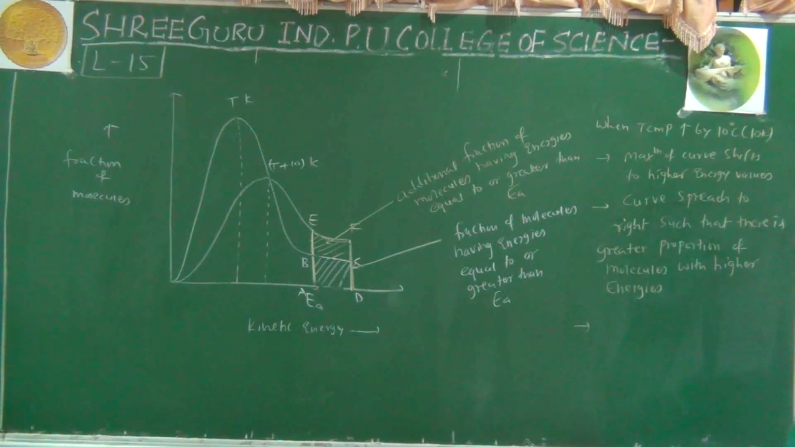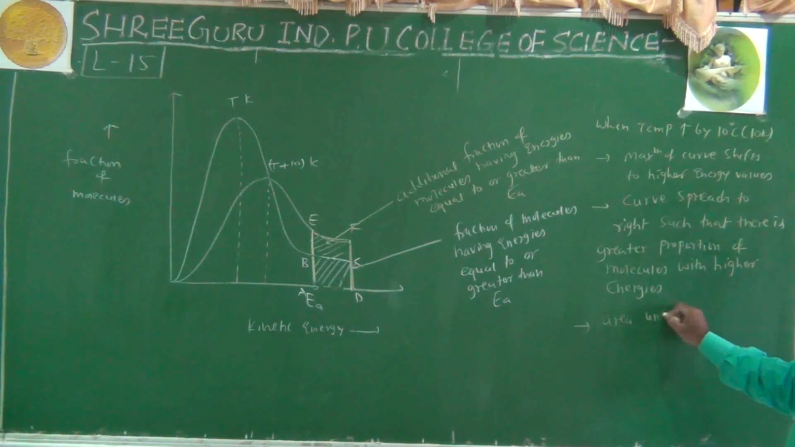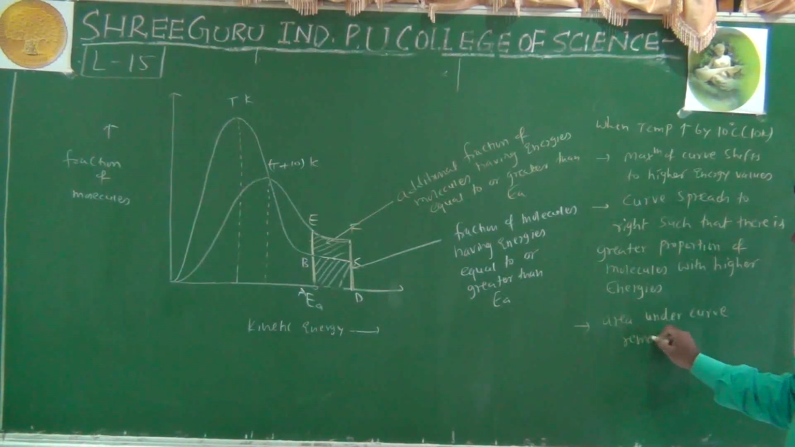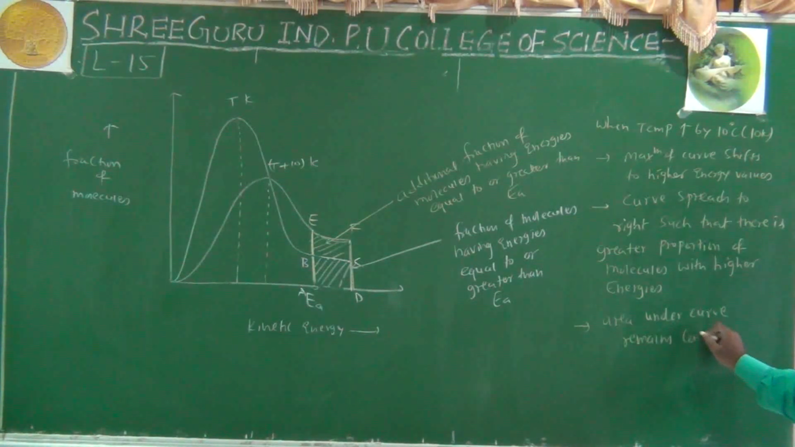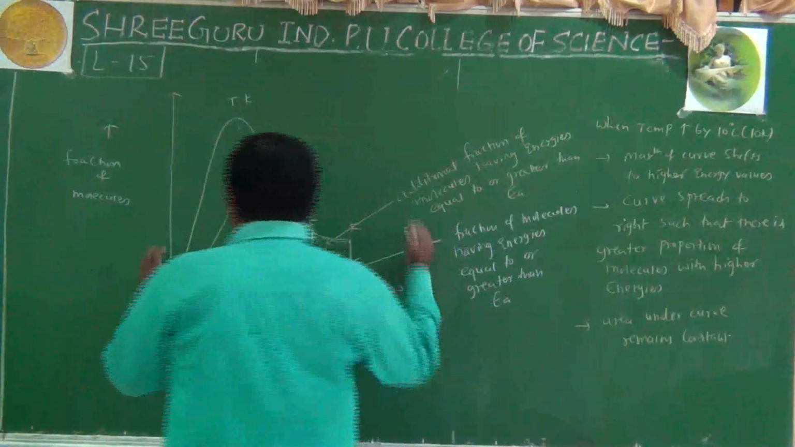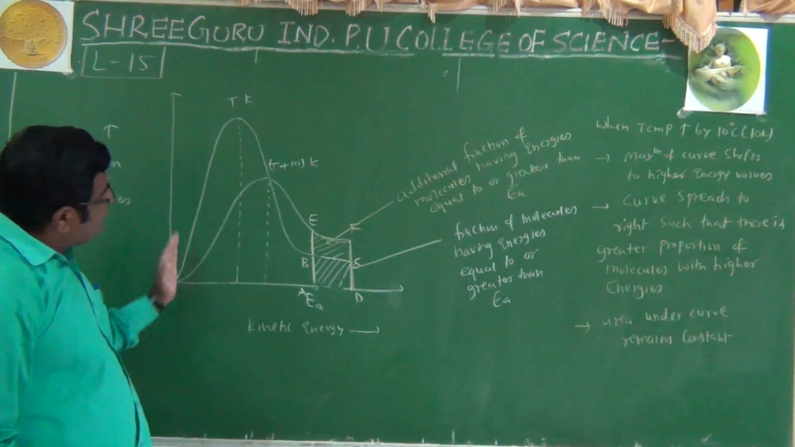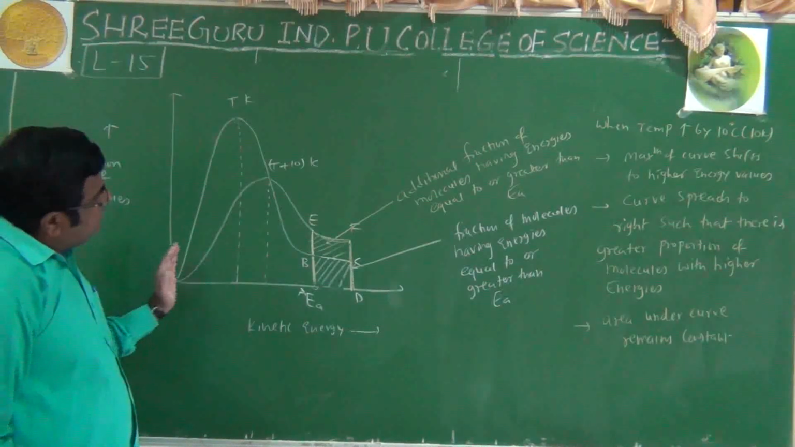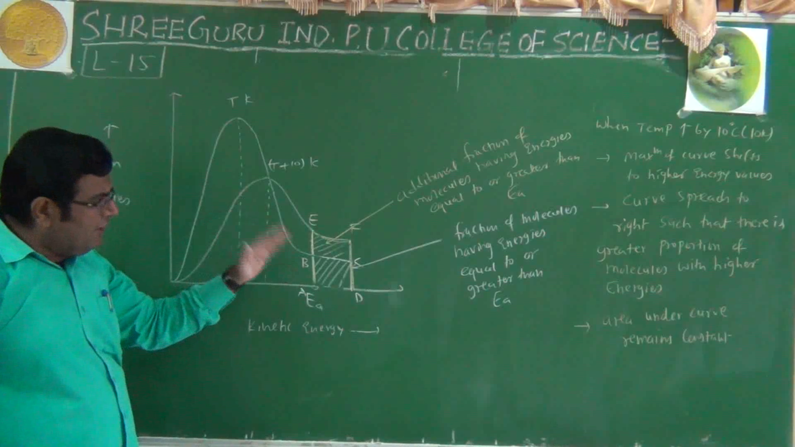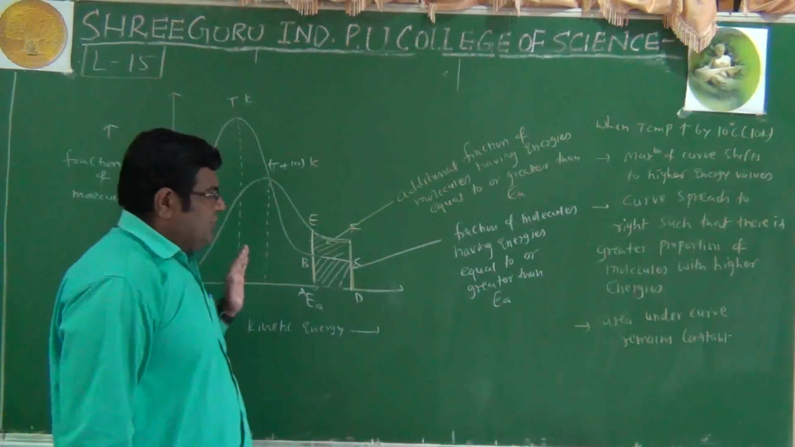And lastly we can say that the area under the curve remains constant because we are not adding any molecule into that gaseous system, and we are not subtracting it. The same gaseous system at Tk and the same gaseous system at T plus 10K. We are not adding any molecules, we are not taking any molecules. So the area under this curve should remain constant.